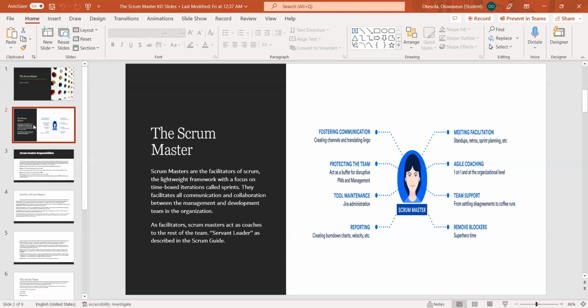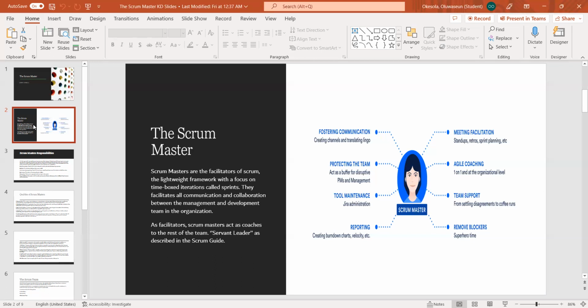Another responsibility is tool maintenance, right? As a Scrum Master, you will support the team with tools that the organization uses in their job delivery. Some organizations will settle for tools such as Jira, Azure DevOps, Figma, Balsamiq, and all of those tools. Let's say a new member joins the team, right? It's the responsibility of the Scrum Master to grant such a member access to the work tools and the work environment needed to carry out their responsibilities, right?